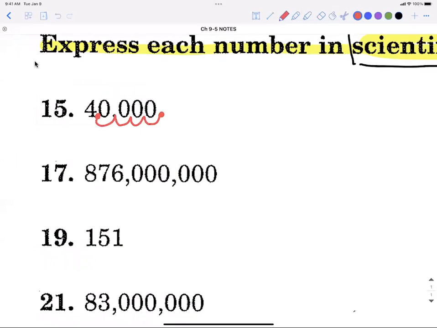So my new A is 4. Is 4 between 1 and 10? Am I good? Okay, so my new A is 4 times 10. Now to the what power? How many moves did I make?